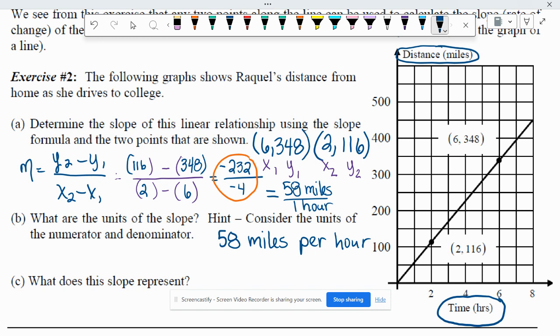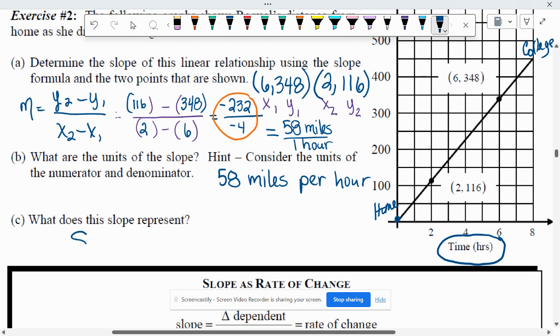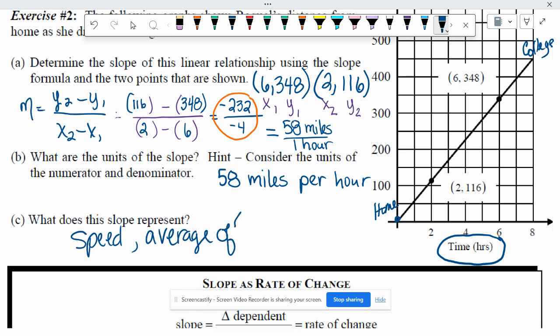And what does this slope represent? So this is the distance from home as she drives to college. So this is her home, and this is her college. Yeah, she's getting closer to her college. Okay. What else? Yeah, it represents her speed. Her average, over how many hours, how far away is her college from home? Yeah. So it's her speed. It's the average over 8 hours.